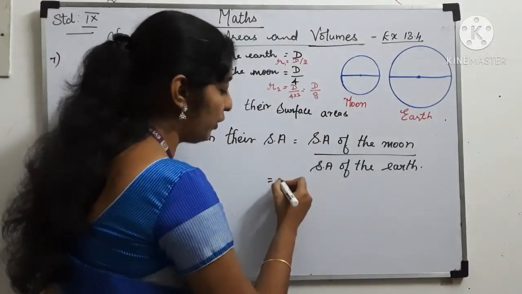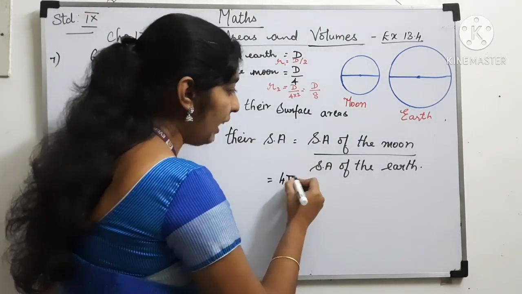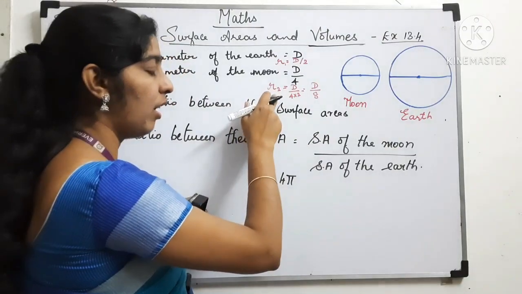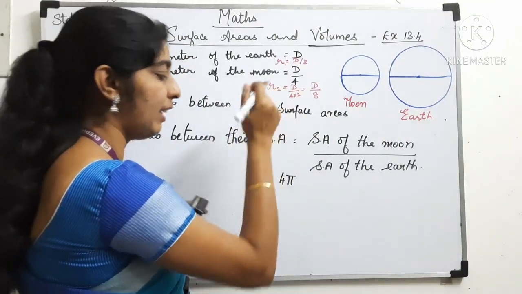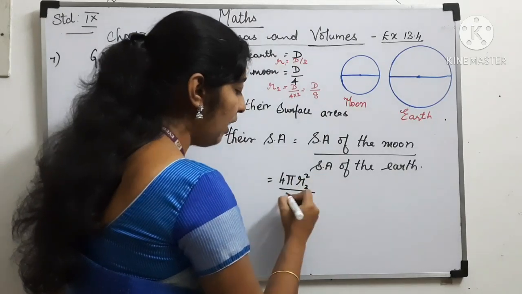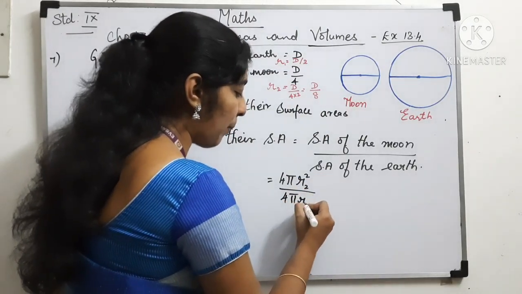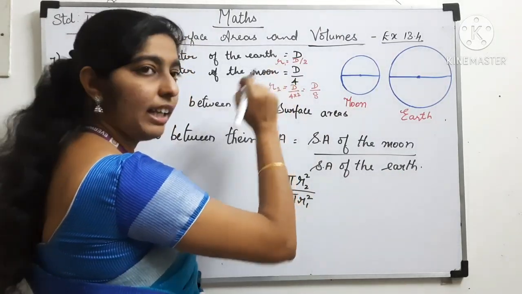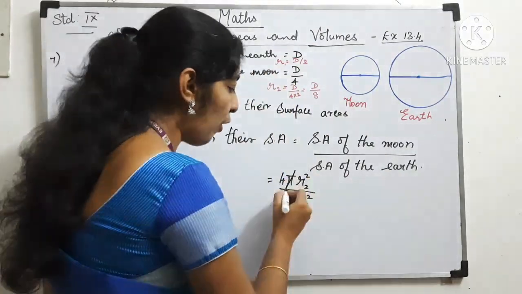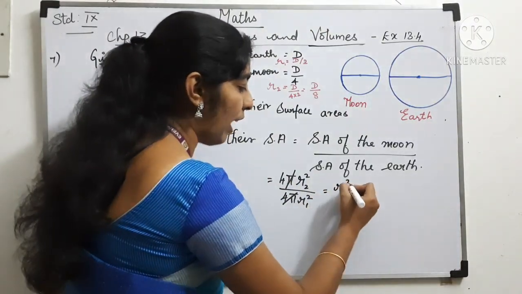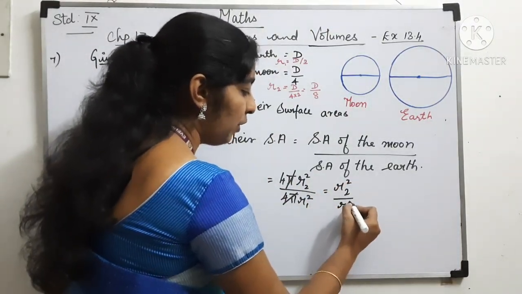Which is equal to 4 pi. Here first we have written moon. So what is the radius of the moon? D by 8, that is R2. So 4 pi R2 square by 4 pi R1 square. Radius of the earth we have taken as R1. So 4 pi and 4 pi will get cancelled. Now left over is R2 square by R1 square.